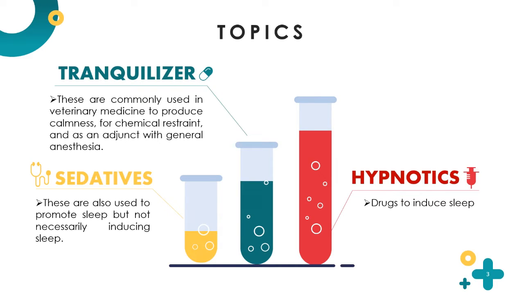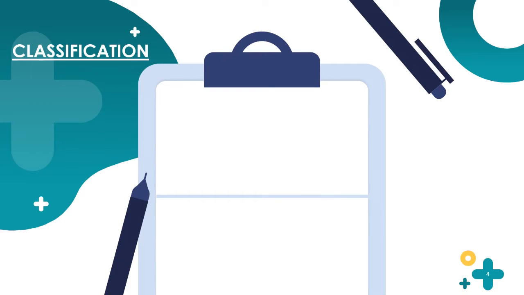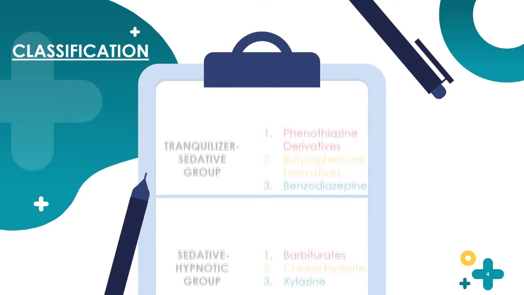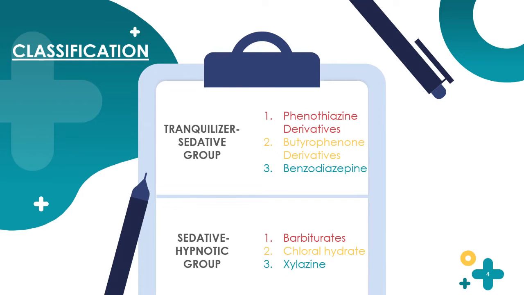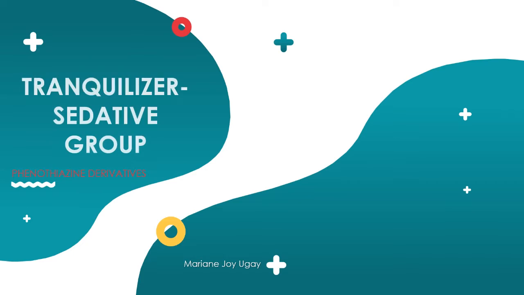Sedatives and tranquilizers are also used to promote sleep but not necessarily inducing sleep. Hypnotics, on the other hand, are drugs used to induce sleep. Basically, they have two classifications. The first classification is the tranquilizer sedative group, such as phenothiazine derivatives, butyrophenone derivatives, and benzodiazepine. Another classification is the sedative hypnotic group, such as barbiturates, chloral hydrate, and xylazine.